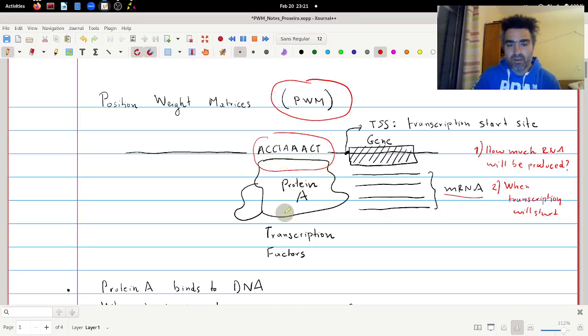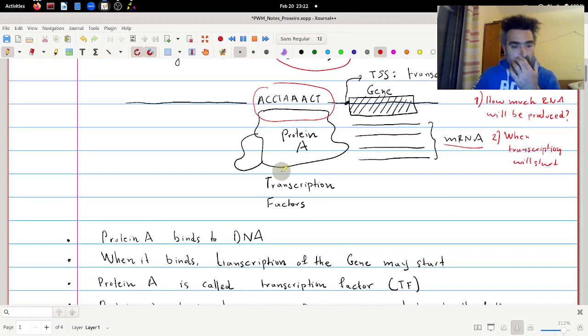Now this protein has a property to bind to the DNA. However, it does not bind anywhere in the DNA. It binds only to specific sequences. So in this example, this protein can bind to the sequence ACCTAAACT. However, this is not the unique sequence that this protein may bind. It can bind to this sequence and to other sequences that are similar to this one.